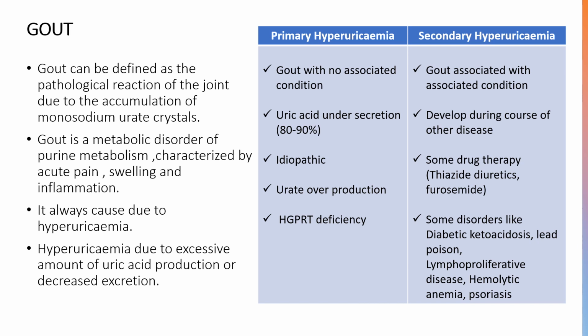Secondary hyperuricemia is caused due to an associated condition. So it is gout associated with other conditions or disorders, developed during the course of another disease. Some drugs may also cause this secondary hyperuricemia. For example, thiazide diuretics may lead to an increased amount of uric acid in the blood. And some other disorders like diabetic ketoacidosis, psoriasis, and hemolytic anemia can also cause secondary hyperuricemia.